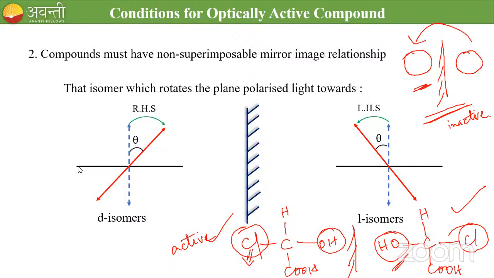So the two conditions are: one, the system should be chiral, it should have a chiral carbon; and the second one is the compound should have a non-superimposable mirror image relationship. Is it clear to all of you? These two conditions are very, very important. We will study about optical activity in the upcoming organic chapters also. Very good. If you have any doubt in between, please feel free to ask me and get it clear. Got it?